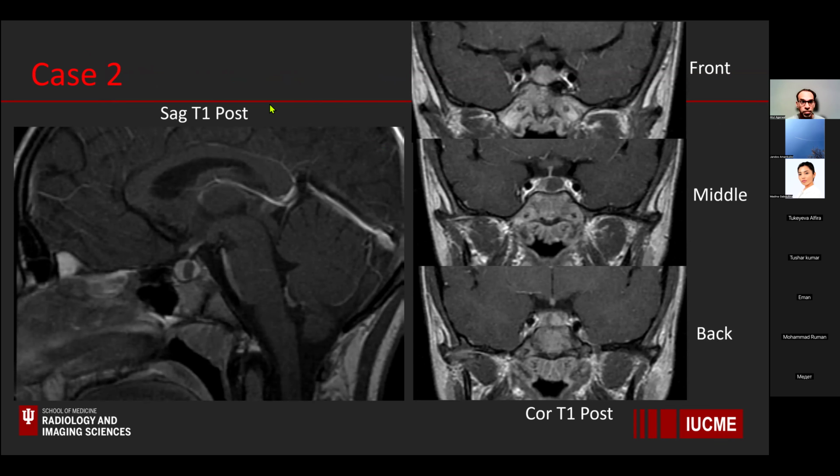Okay. On the left side is a sagittal T1 post-contrast sequence, and you can again see enhancement of the gland. However, there's a portion of the gland right in the middle that is not enhancing. And I've shown you the coronal sequences through the portion of the gland. You can see in the front there's enhancement, in the middle there is no enhancement, and finally there's enhancement on the posterior pituitary bright spot all the way in the back. So we have before us a lesion that is not enhancing in the middle.